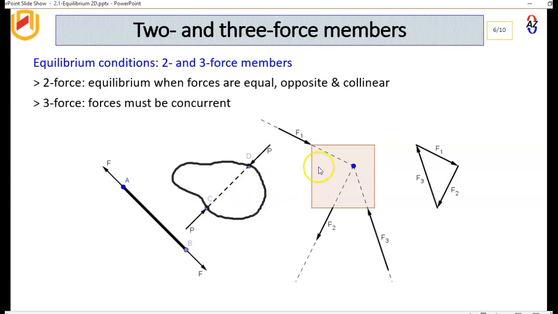If you take a 3-force member like this one, it's got 3 forces, F1, F2, F3. The 3 forces must meet at a point for us to get equilibrium. So the forces must be concurrent, because if they are not concurrent, then they are actually creating a moment. The other representation of these 3 forces is that if you draw F1 and F2 and F3, they must form a closed polygon for us to get equilibrium.